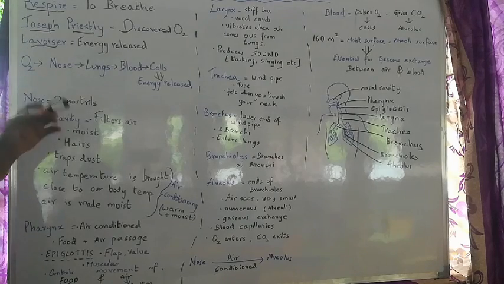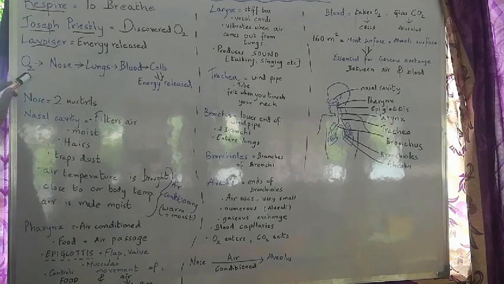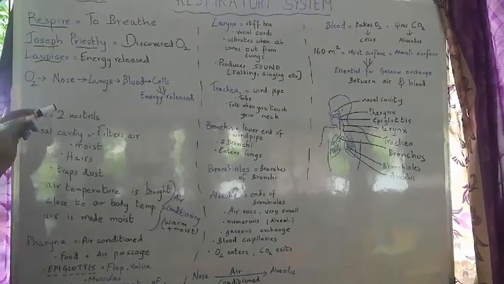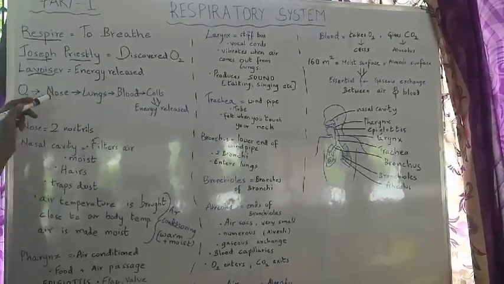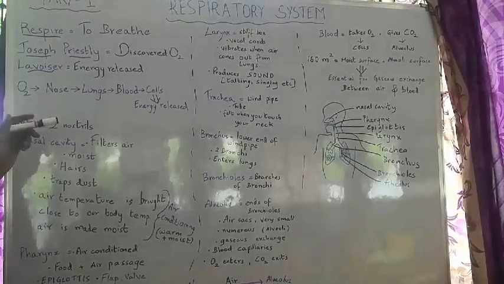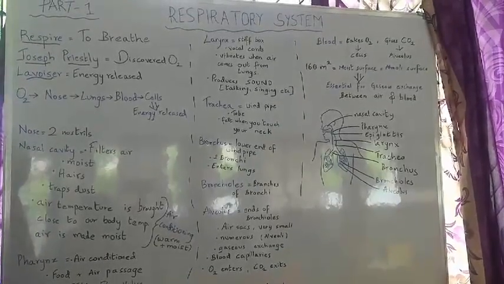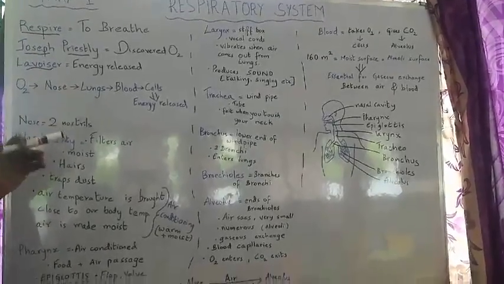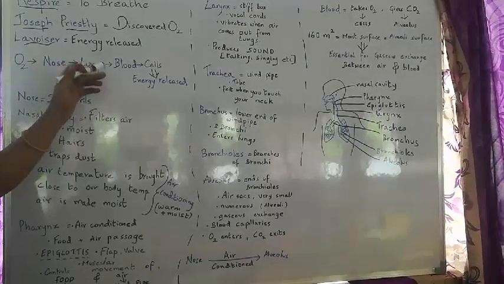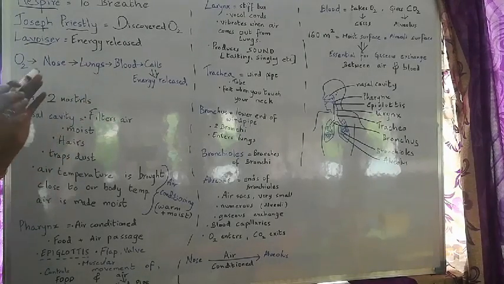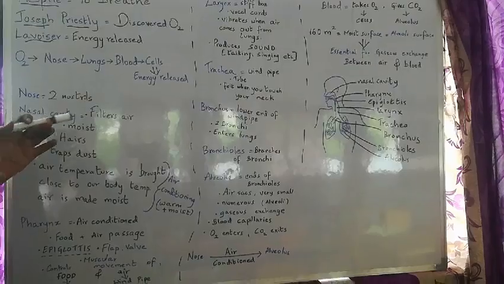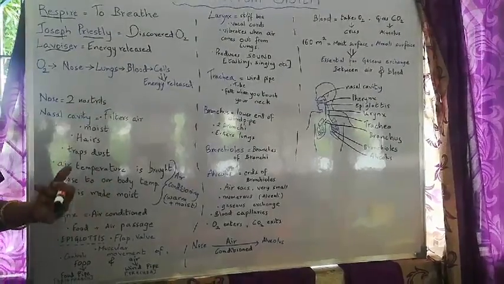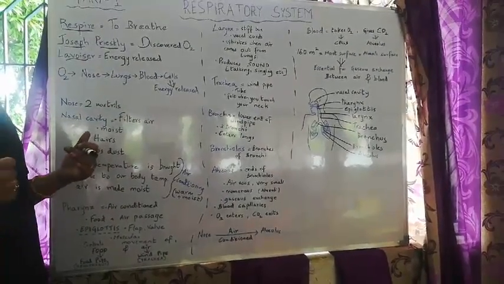Now let us see the general pathway. This is the life of air, that is oxygen. We breathe in through our nose. After the nose, oxygen enters our lungs in our thoracic cavity, the chest cavity. In the lungs it gets processed, and that oxygen goes into our blood. Now the blood circulates everywhere in our body, right?